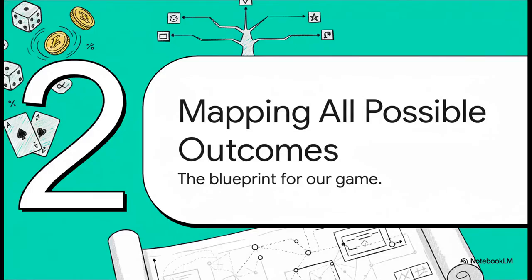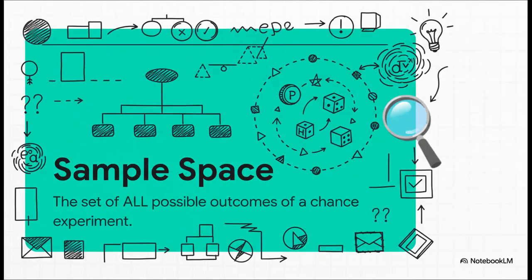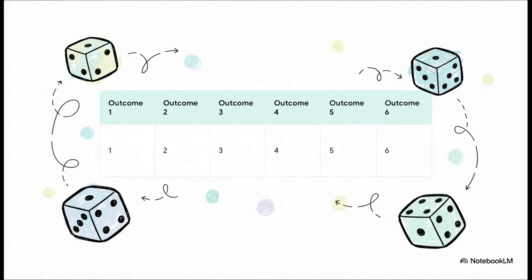All right, so we've got our action, our chance experiment. The next step is to figure out everything that could possibly happen when we do it. We're basically creating the blueprint for our entire game. And that blueprint? It's called the sample space. The name says it all, really. It is the set of every single possible outcome. Not some of them, not most of them, all of them. If it can happen, it's in the sample space. For our trusty die, the sample space is just 1, 2, 3, 4, 5, and 6. That's it. Nothing else can happen. It's a completely closed system, and that's what makes it so perfect for getting a handle on probability.